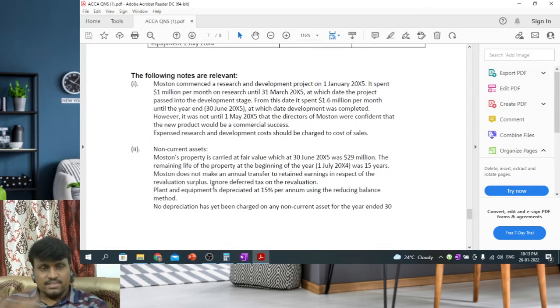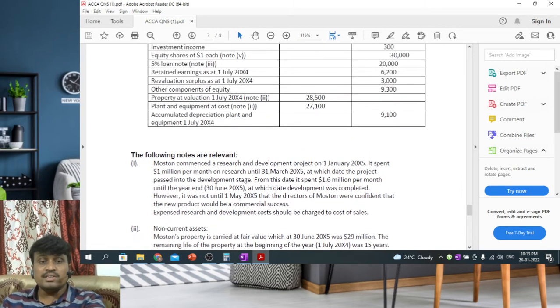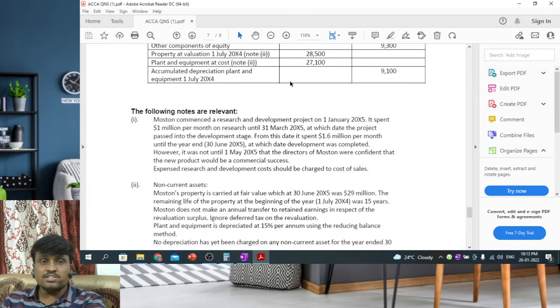Coming to the non-current assets. Monster's property is carried at fair value, which at 30th June 2005 was $29 million. So remember, in case of revaluation, first you need to calculate the carrying amount on 30th June. The property details are provided here. Property at valuation on 1st July 2004 is 28,500, but the valuation was done on 30th June 2005. First we need to provide what?